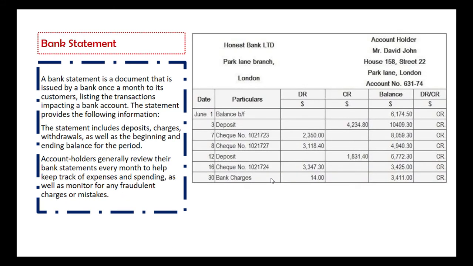A bank statement. A bank statement is a document that is issued by a bank once a month to its customers, listing the transactions impacting the bank account. So it provides information on deposits within the month, charges, withdrawals, as well as the beginning balance and the ending balance for that particular period. So account holders generally review their bank statements every month to help keep track of expenses and spending, as well as monitor for any fraudulent charges or mistakes.